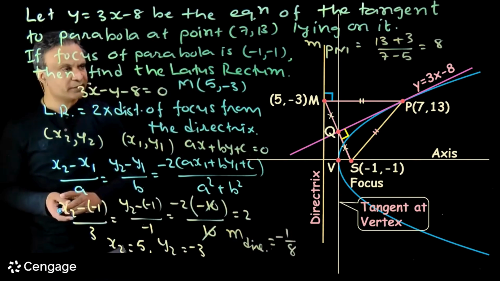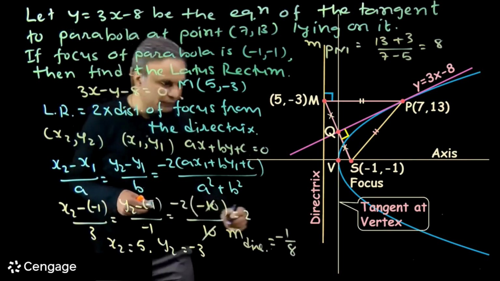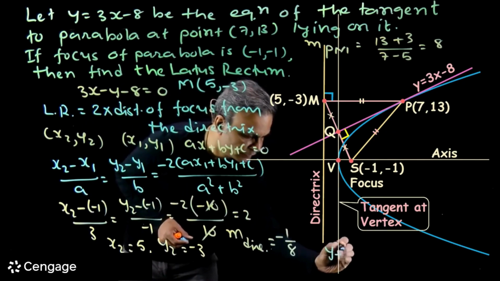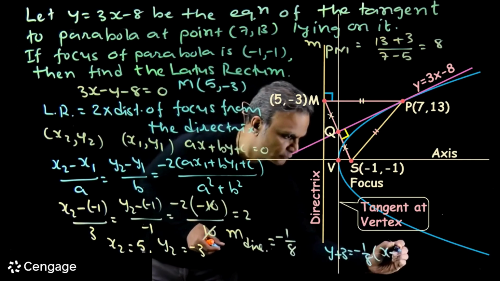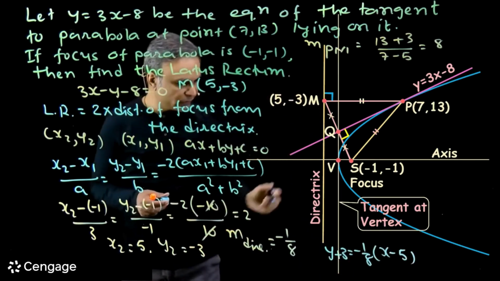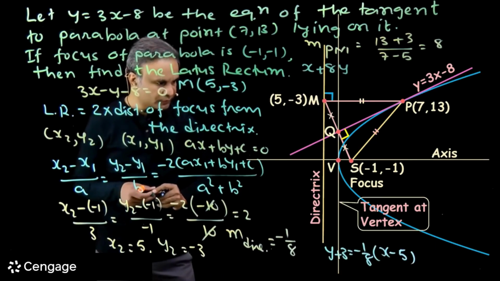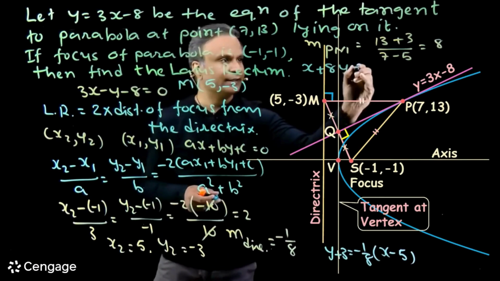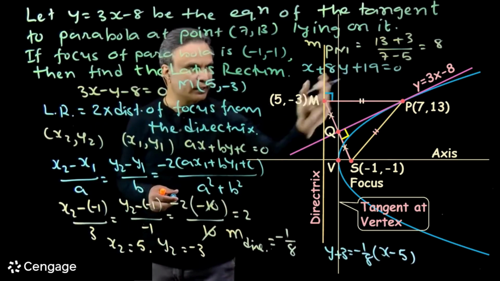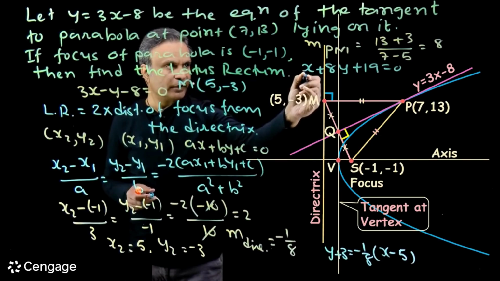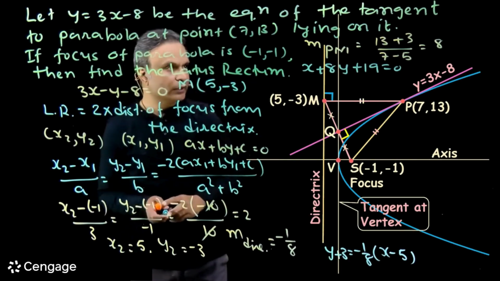Now we can get the equation of the directrix. We have a point and slope. So the equation of the directrix will be y plus 3 is equal to minus 1 upon 8 multiplied by (x minus 5). So the equation will be x plus 8y plus 19 is equal to 0. एक बार चेक कर लो आप, इस पॉइंट के कोऑर्डिनेट्स को आप यहाँ पे रखें. You will get 5 minus 24 plus 19 is equal to 0. Correct. Okay, so we have the equation of the directrix.